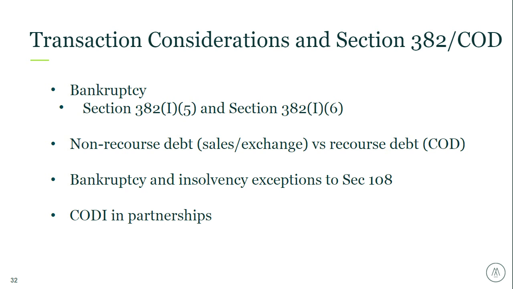Cancellation of debt income. Unlike corporations, which are generally able to exclude cancellation of debt income from their taxable income, for partnerships CODI basically passes through to the partners, often resulting in partner cash liabilities. So that's just something to keep in mind as well.